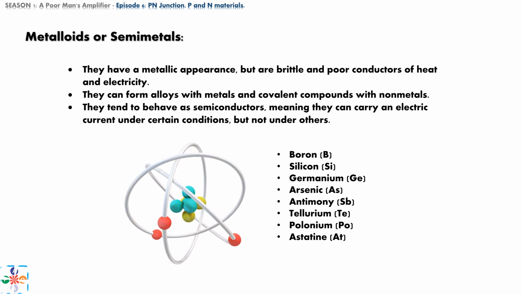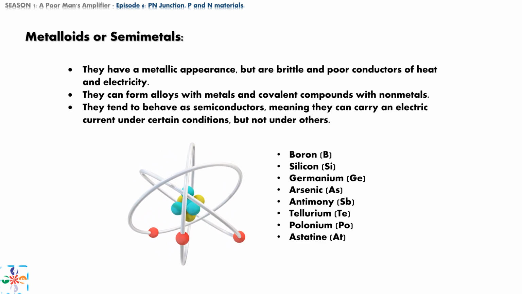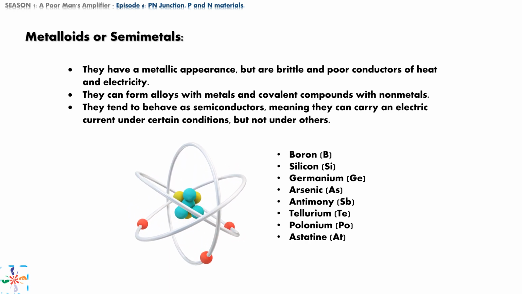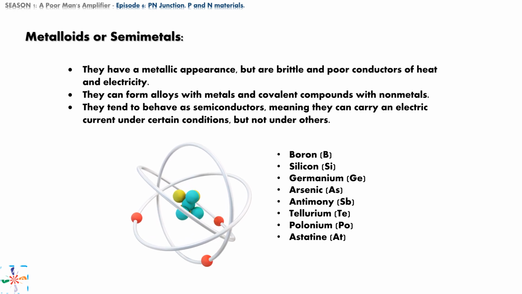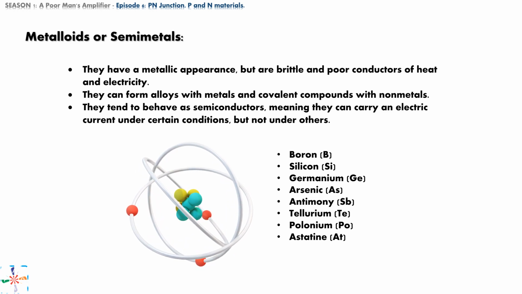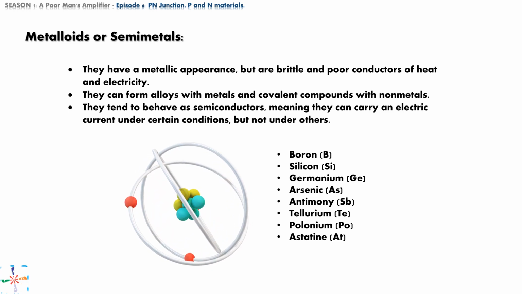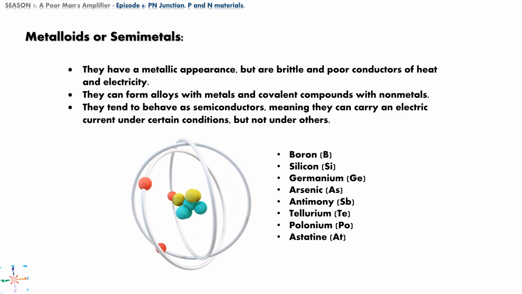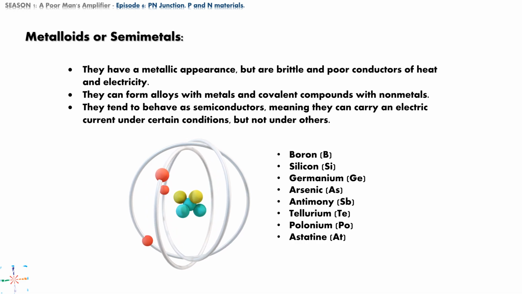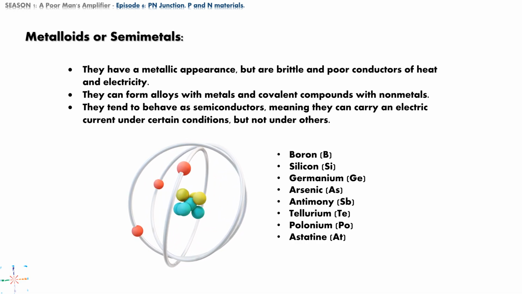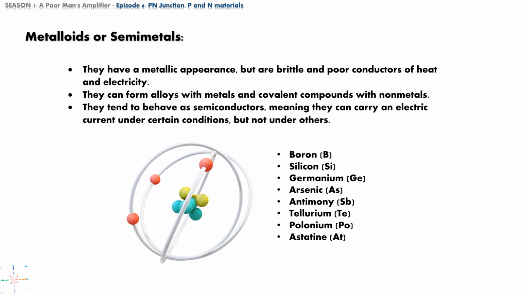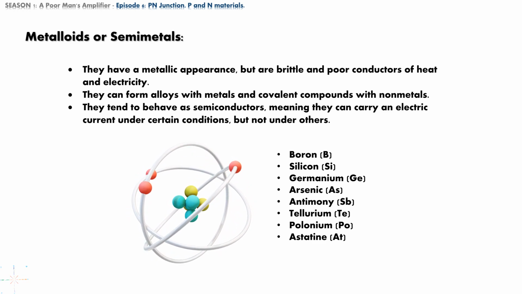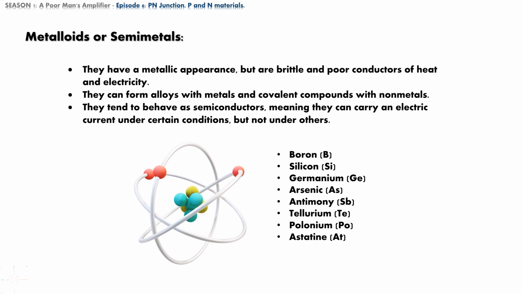heat and electricity, they can form alloys with metals and covalent compounds with nonmetals, they tend to behave as semiconductors, meaning they can carry an electric current under certain conditions, but not under others. There is no standard definition of a metalloid, and no complete agreement on which elements are metalloids. However, the most commonly recognized metalloids are boron, silicon, germanium, arsenic, antimony, tellurium, polonium, and astatine.